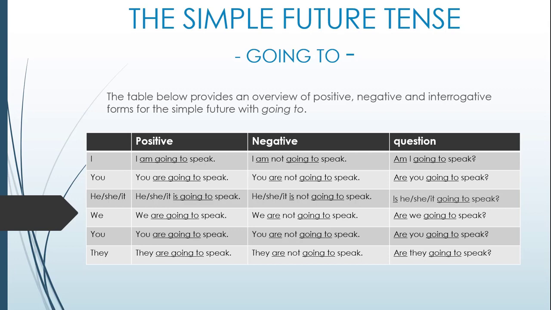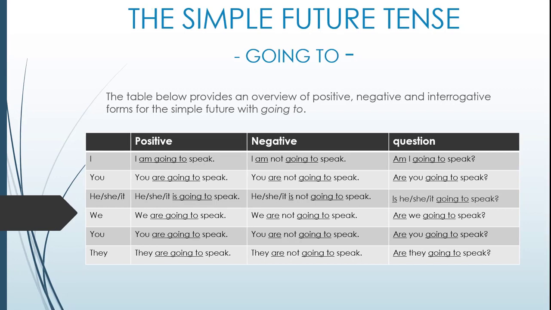For the question, it is a little bit different. First, we have the helping verb to be, then the subject, then going to, and then the verb. Am I going to speak? Are you going to speak? Is he, she, or it going to speak? Are we going to speak? Are you going to speak? Are they going to speak?